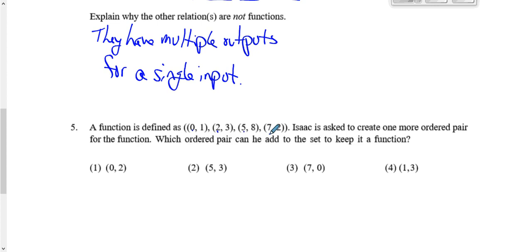So it's 4 because it's 1. Here's a 0, there's a 5, there's a 7. Well, there's a 1. I don't have an input of 1, so that won't cause it to not be a function. Does that make sense? Okay? Easy. Good, glad it's easy. Well, I did this last year, so.